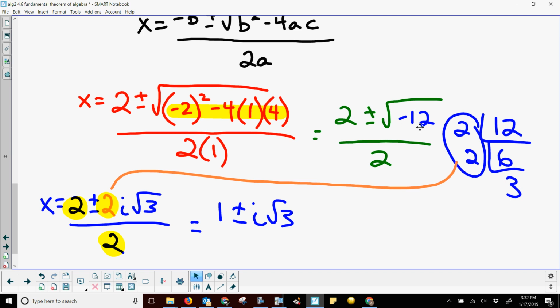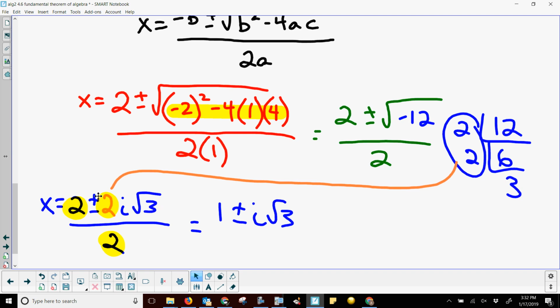Well, now that I've taken out that, I can factor out 12. 12 divided by 2 is 6. Divided by 2 is 3. There's my last prime number. Well, I have a pair of 2's, so that's going to come outside of the square root, and this little guy, he's going to stay inside.